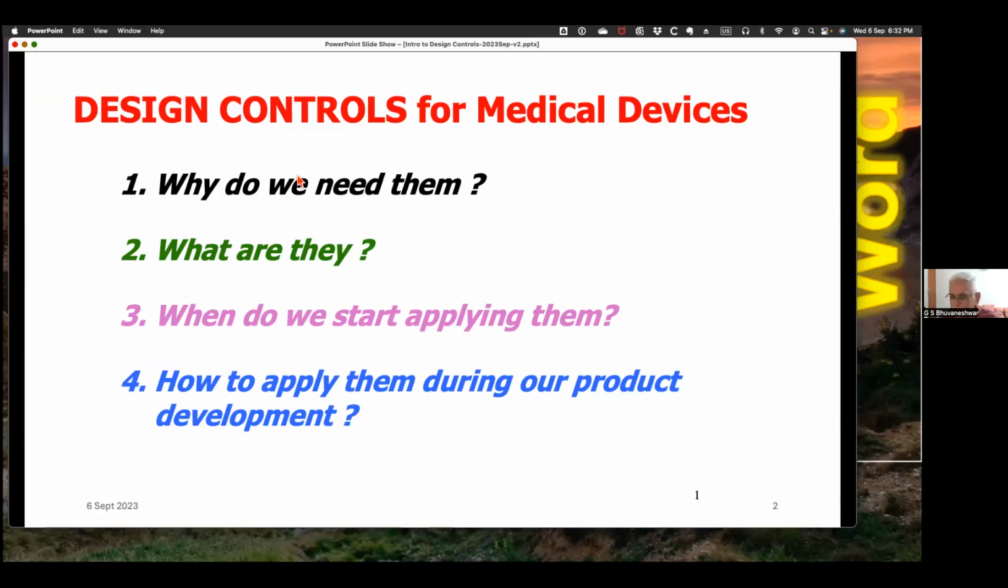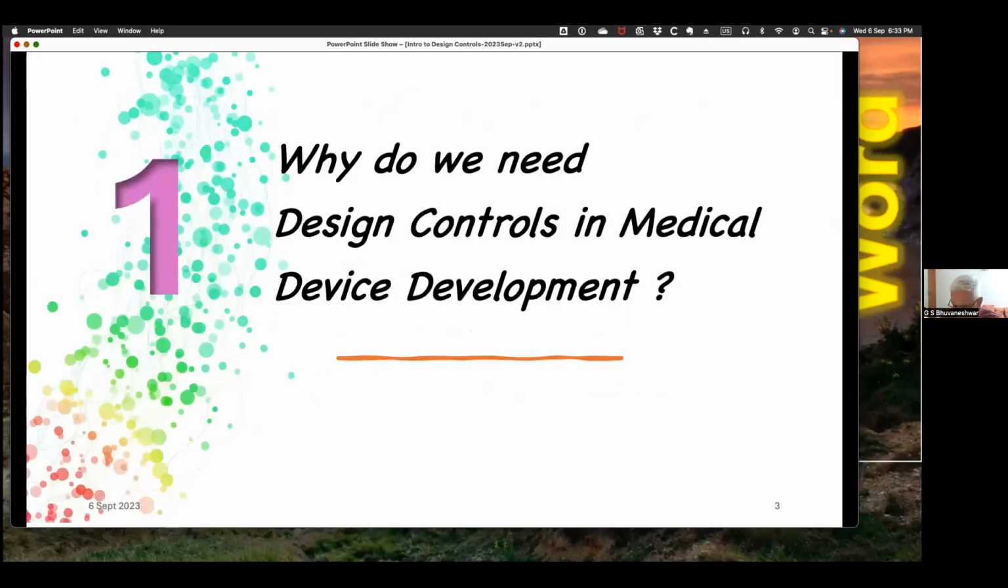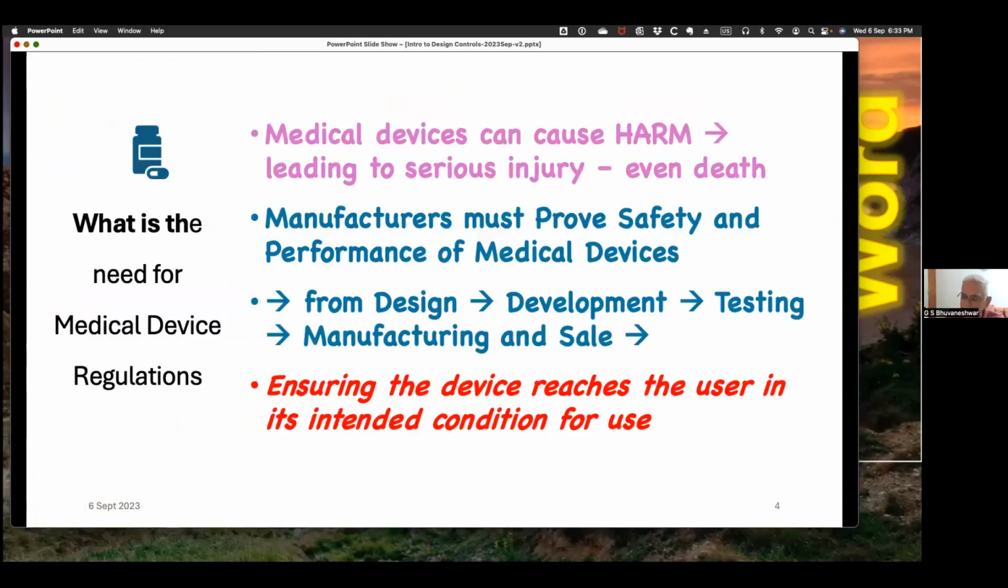Then what are they actually? And when do we start applying them in the actual medical device development process? And then how do we apply them during our product development? So these are the 4 elements of medical device development or any product development as a whole. This is the whole introduction I'm doing. So the first part is on why do we need design controls in medical devices? This is the basic question.